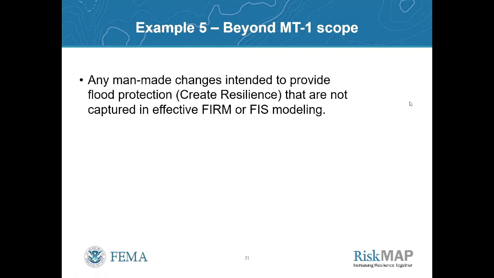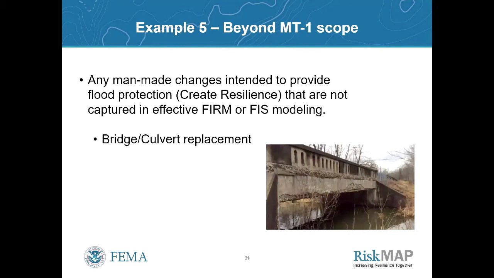For the next major bullet of the guidance, we've got examples for any man-made changes that are intended to provide flood protection and create resilience that are not captured in effective FIRM or flood insurance study modeling. These can include a bridge or culvert replacement. If you're building a new bridge, tearing one down, making changes that could make it different than what was there before, that's probably going to need an MT2 review.